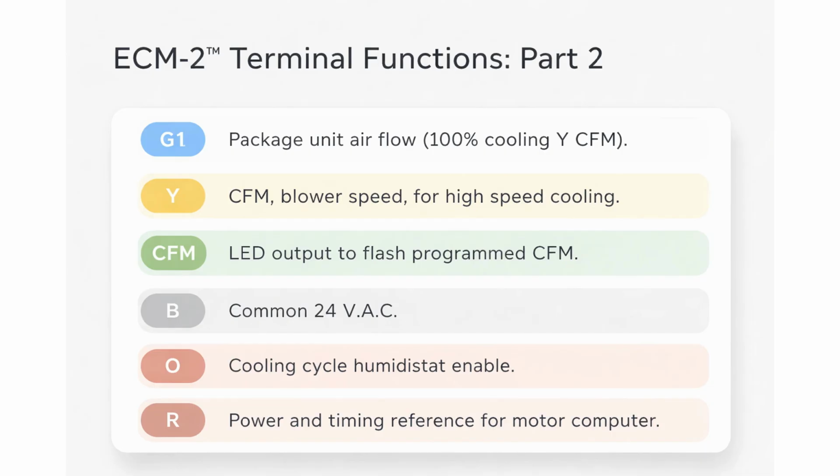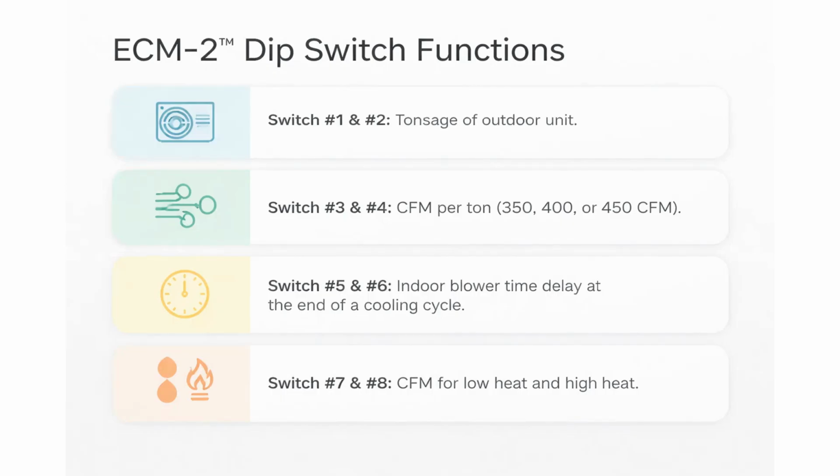The CFM terminal is the output that flashes the LED to indicate the programmed airflow. B is your 24-volt AC common, while R provides the 24-volt AC power and timing reference. Finally, the O terminal enables the cooling cycle humidistat on single or 2-speed systems. Now, let's look at what each pair of dip switches actually programs.